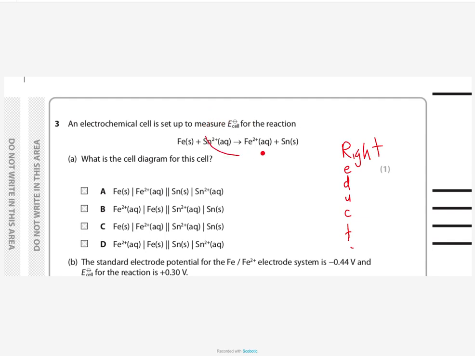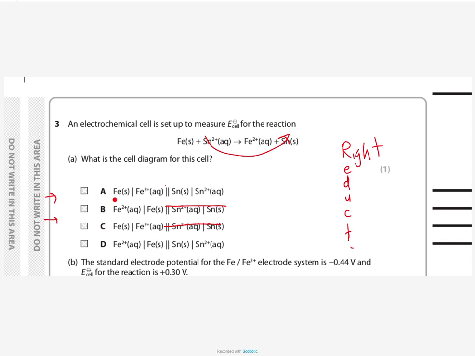So what is reduced here? Tin 2+ to tin. A decrease in oxidation state is reduction. So tin 2+ to tin should be what is written on the right side. So you can see, so far 2 answers. What is written on the left side is the oxidation half equation, iron 2+. So we should write it as oxidation. And now we'll only look at B and C, because A and D are anyway wrong.